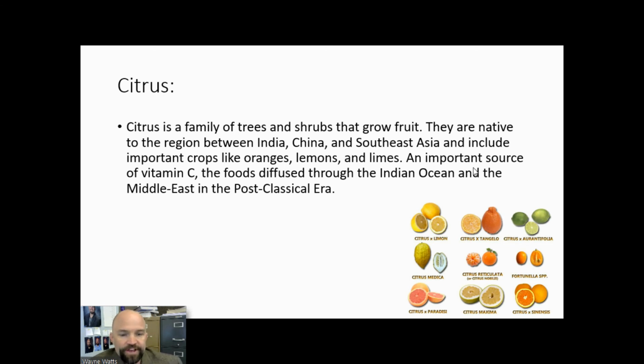These become available in the Mediterranean basin in this time period, which means people suddenly will have a lot more access to vitamin C, an important source of vitamin C. The foods diffused through the Indian Ocean and the Middle East during the post-classical era.